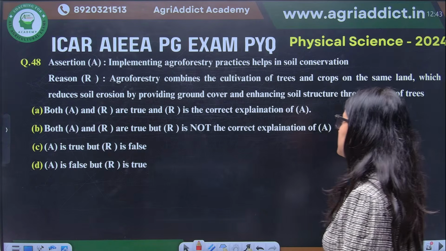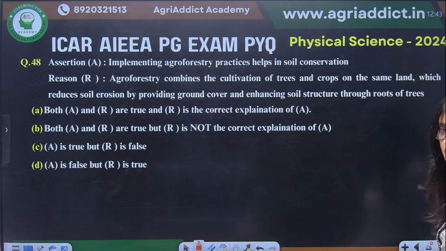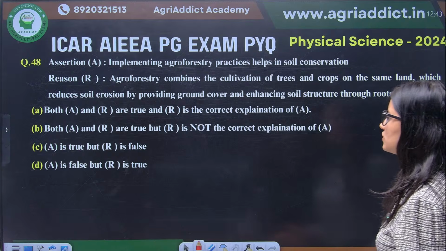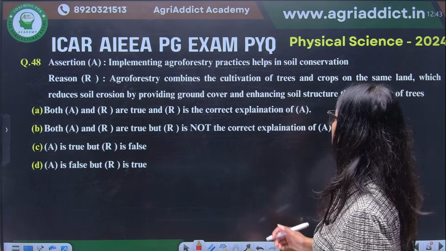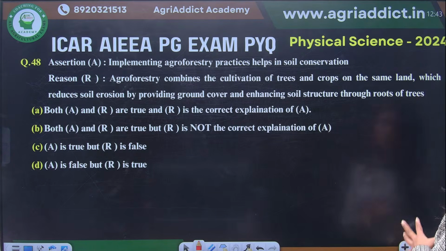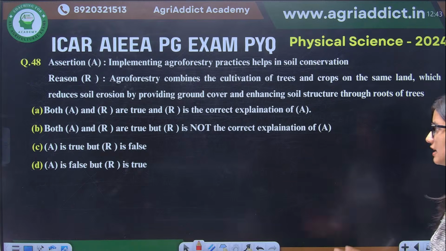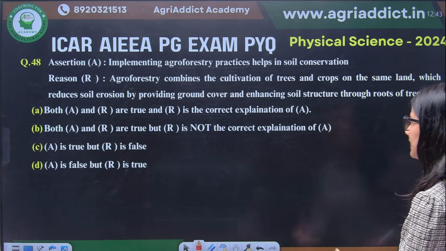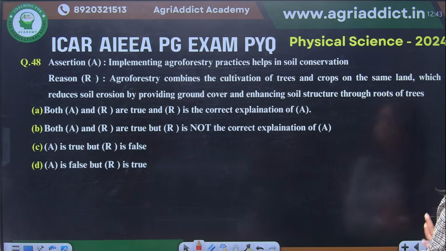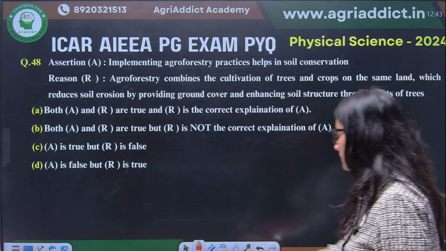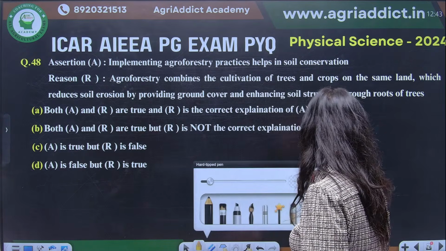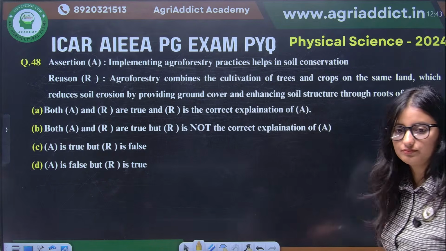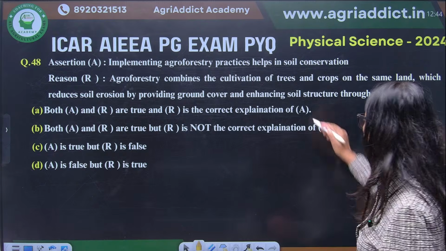Implementing agroforestry practices help in soil conservation. This is assertion. What is reason? Agroforestry combines the cultivation of trees and crops on the same land, which reduces soil erosion by providing ground cover and enhancing soil structure through roots of the tree. What will be the answer? Very clear statements. A. Very good. A is the correct answer.